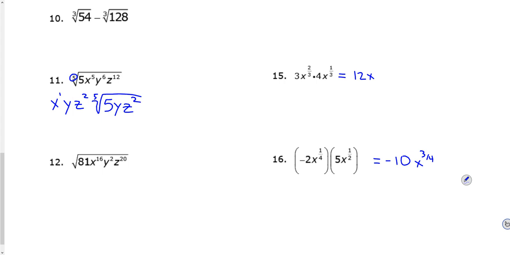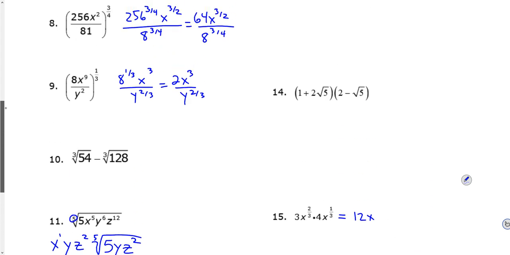Number 12, we're doing a square root. So square root of 81 is 9. 2 goes into 16 8 times. 2 goes into 2 once. And then 2 goes into 20 10 times. So there's your answer. And that one doesn't have any leftovers, so that's just the final answer.